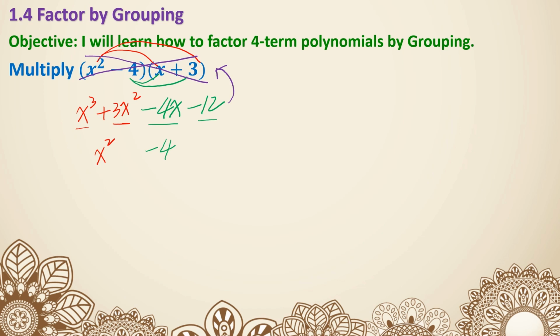Now what do you notice? x squared and minus 4 are in front of the first parentheses. As for the second parentheses, of course, that will be what's left. So this is the basic idea of today's lesson. Now let's actually get into the lesson.